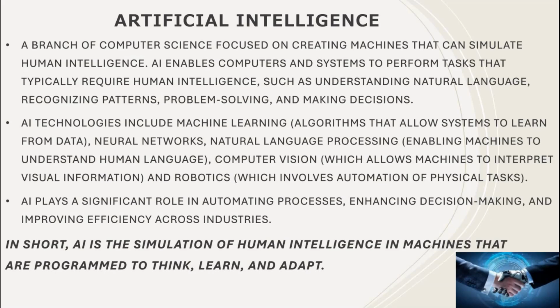Artificial intelligence enables computers and systems to perform tasks that typically require human intelligence, such as understanding natural language, recognizing patterns, problem solving, and making decisions. I've taken some examples, for example, Siri or Alexa, and I'm going to take them in the future as well. Now, this is really interesting. This system is designed in such a way that it simulates human intelligence.